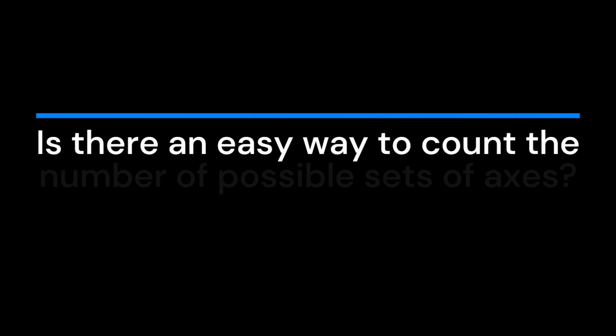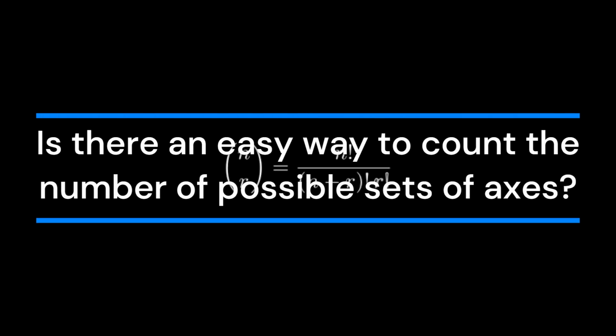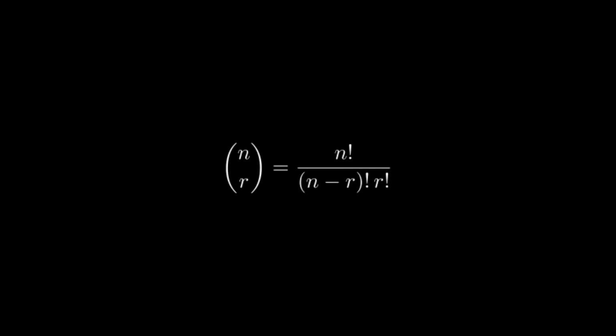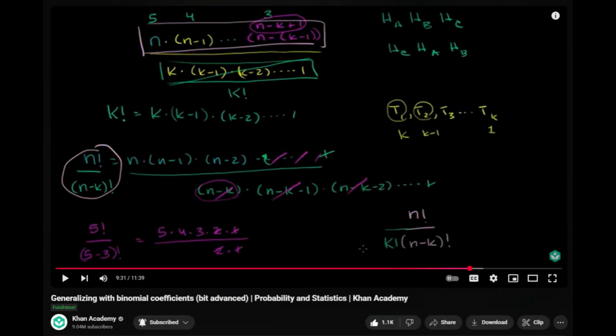There is, and the answer lies in combinatorics. To calculate the number of possible combinations in which we can choose r axes out of n axes, we can use this formula. So n choose r is n factorial upon (n minus r) factorial times r factorial. If you need a refresher on how this works, Khan Academy has a great video on it that you can check out. But for now, let's accept that it works and see how we can use it here.